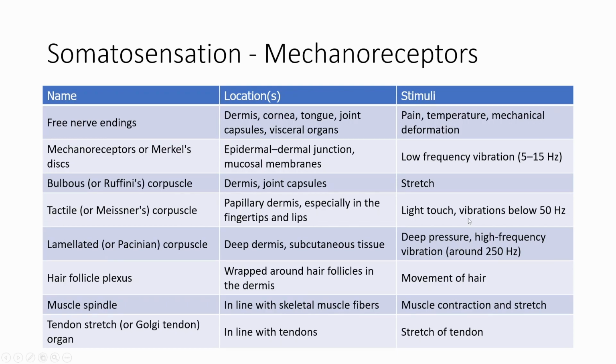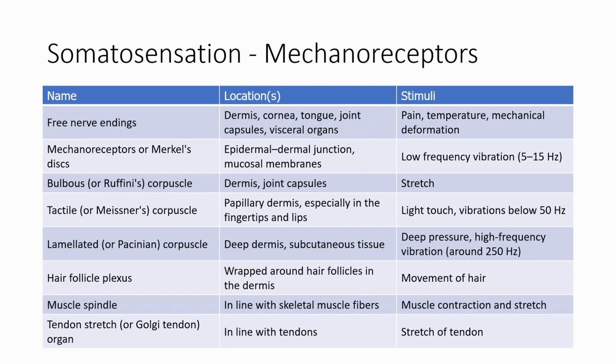So we're going to talk about just some of these. So we're generally looking at mechanoreceptors when we look at sense of touch. So we have free nerve endings. These are good for things like temperature, pain, or mechanical deformation. So if something's pushing in, right, on you. The Merkel's discs or Merkel cells, these are going to be right where the epidermis and dermis come together. This is going to be for low frequency vibration. We have the bulbous corpuscle. This is in the dermis and joint capsules for stretching. Right, so when you stretch a joint too far, you can tell, right?